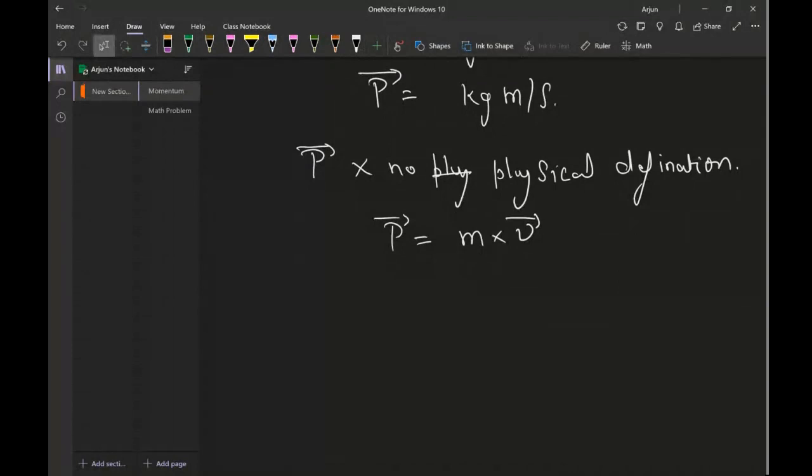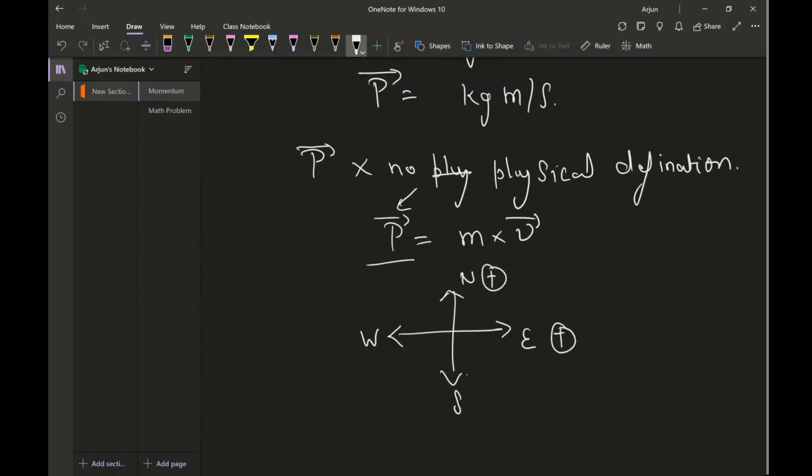Now, with momentum, I'm drawing this arrow on top. This arrow tells me that this is a vector quantity. When we talk about a vector quantity, it means it has some kind of a direction associated with it. So first of all, I'll talk about the direction, which one we will consider as positive and which one as negative throughout this course. So this is east, this is north, this is west, this is south. East we consider as positive, north we consider as positive, west we consider as negative, and south we consider as negative.